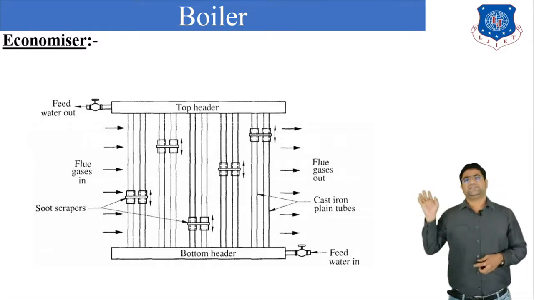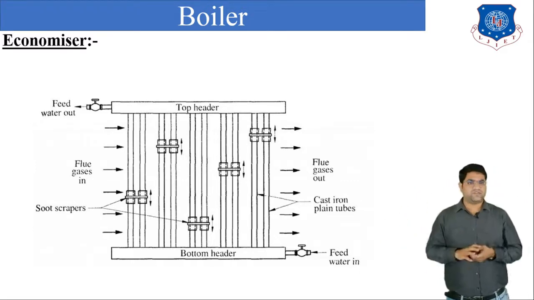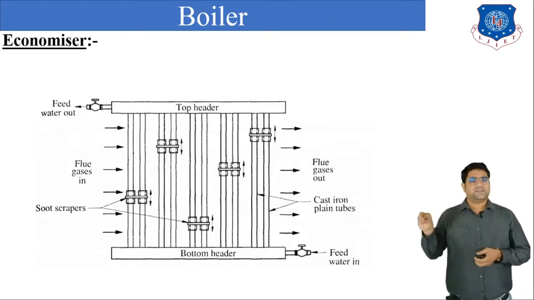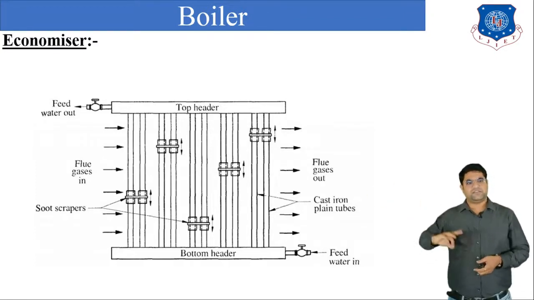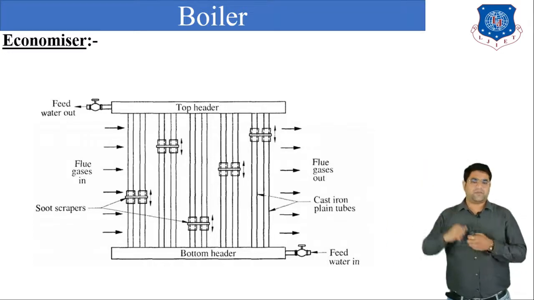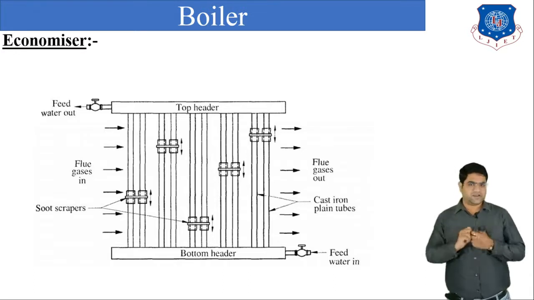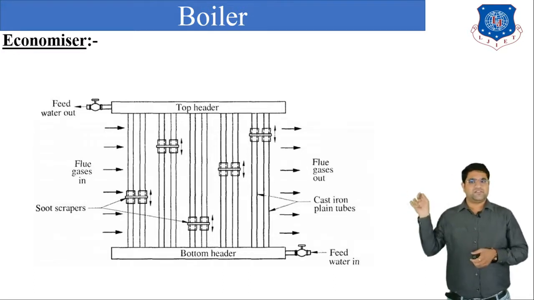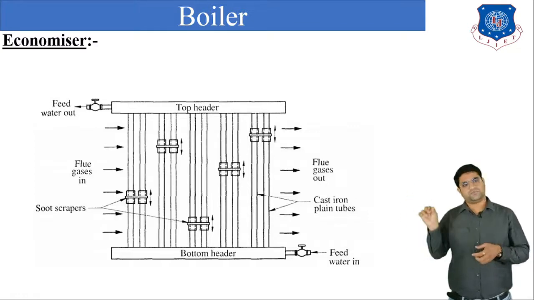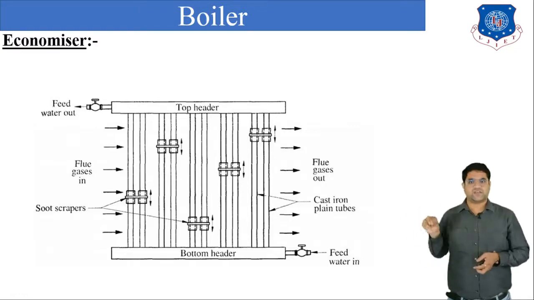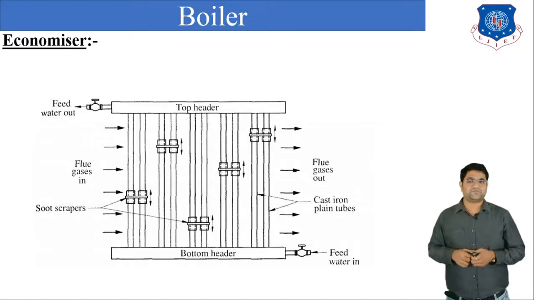So this is the simple figure of the economizer. You can see in this figure that there are two headers: first is the bottom header and second is the top header. There are vertical hollow pipes connected between the bottom header and the top header. You can see there is one chute scraper. What is the function of that chute scraper, we will discuss.